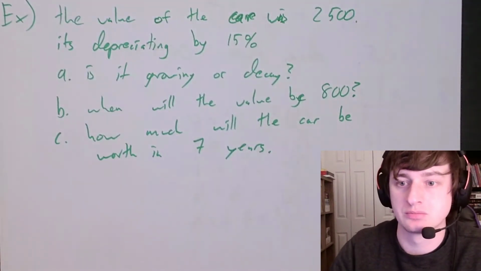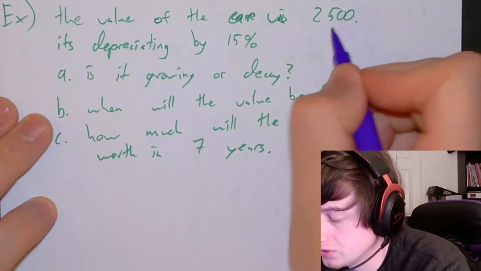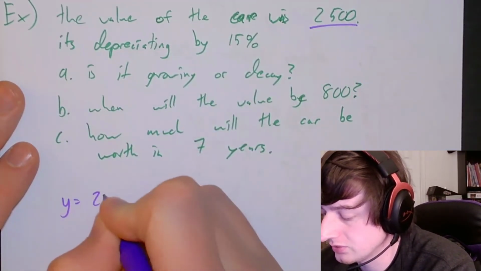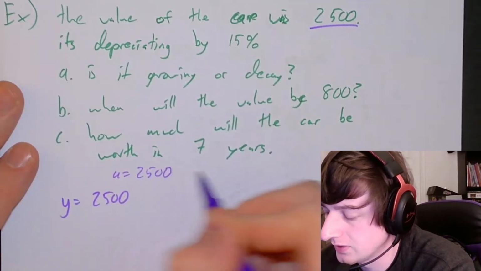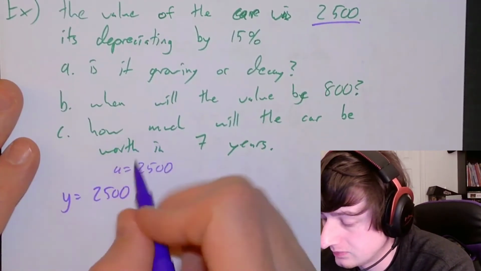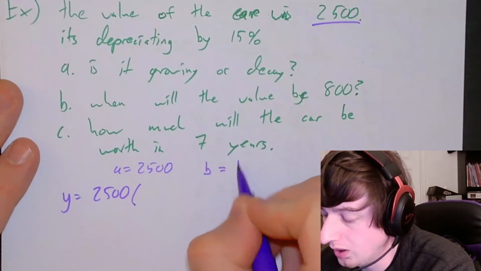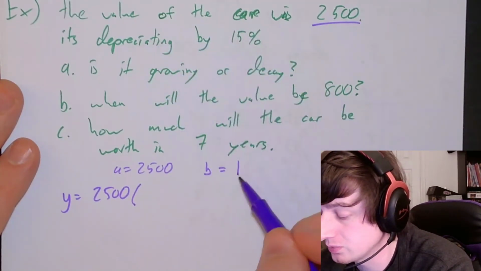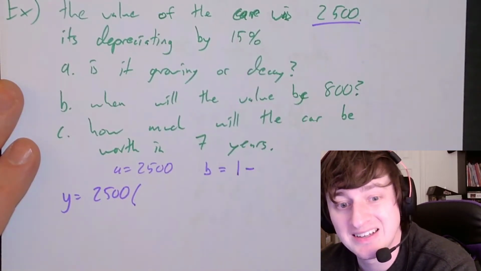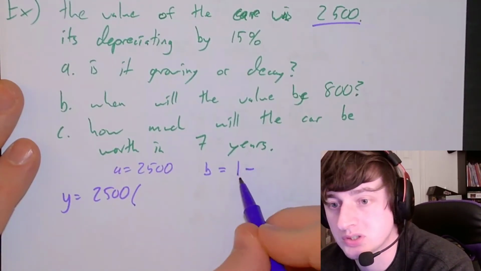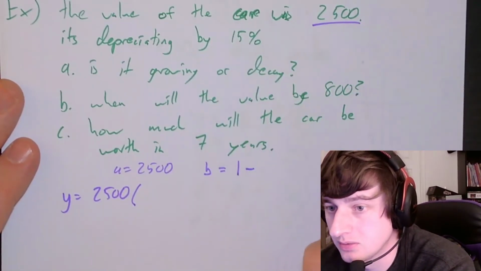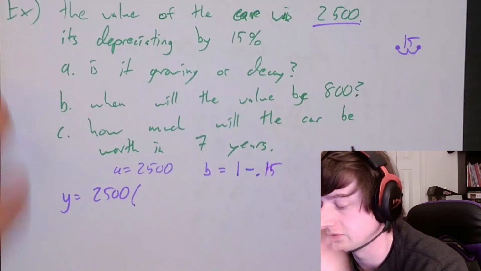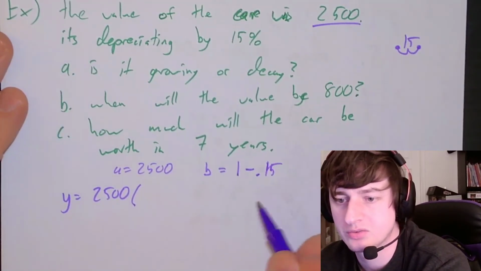So a couple things. We gotta write the equation. Okay. We have an initial value. It was worth this much when it was first purchased, $2,500. So y is gonna equal 2,500. That's our initial value, so a is 2,500. B is 1 minus this 15%. It's depreciating, it's going down. So we have 100% minus 15%. But we need it as a decimal. It's not 1 minus 15, we're not going to get negative 14. We got to change this to a decimal. So we take 15, decimal's here, we move it over twice. So it's 1 minus 0.15.